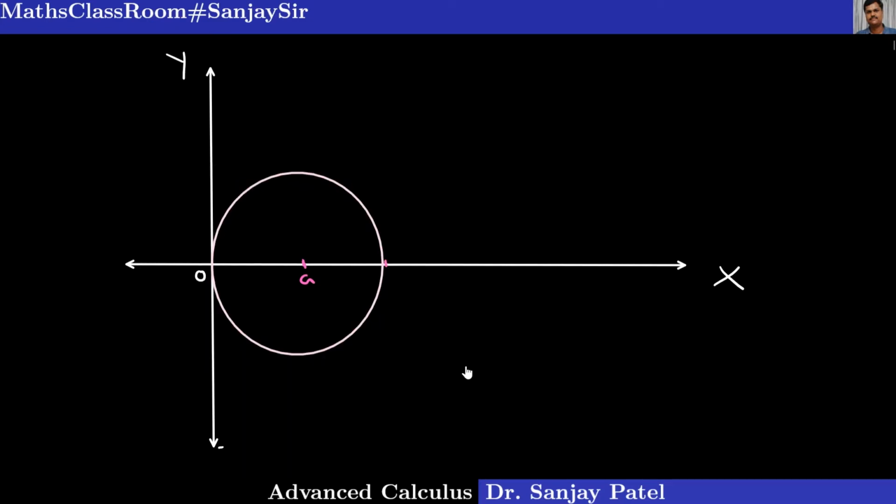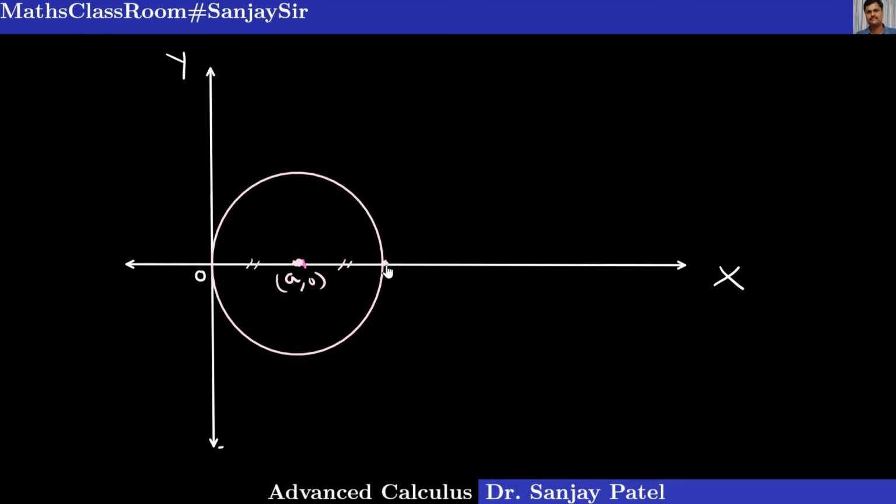Okay, fine. So the center is a, 0 and the radius is also a. This is the center of the circle, which is a comma 0. The radius is a, so this is a and this is also a. So the total length is 2a.